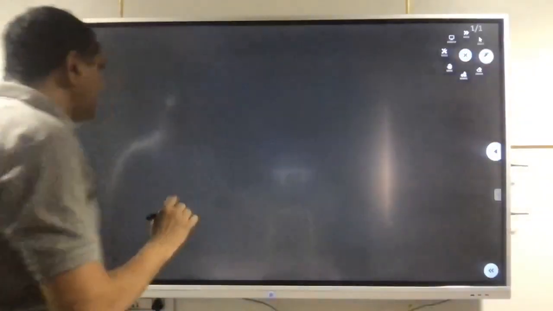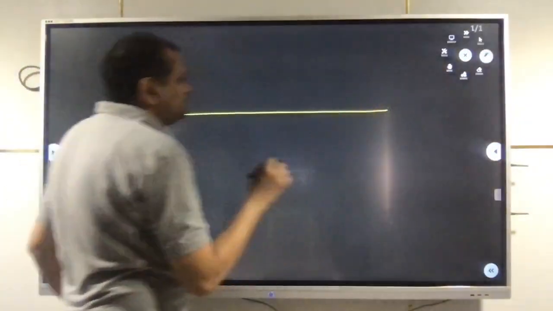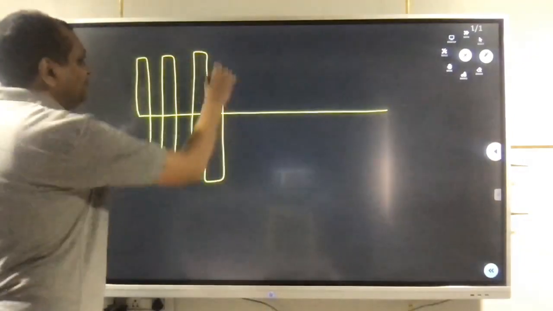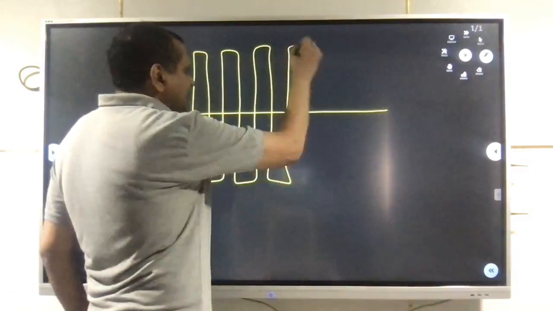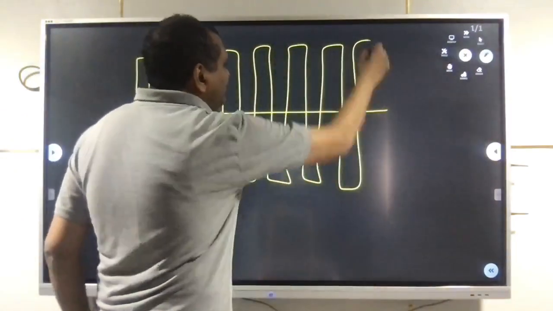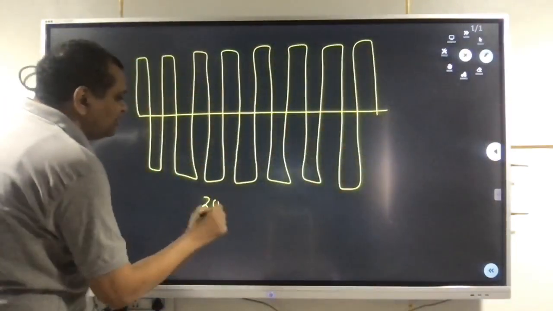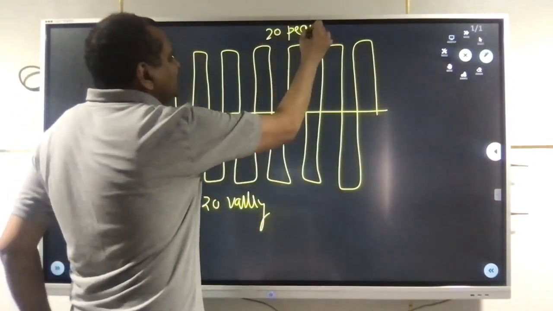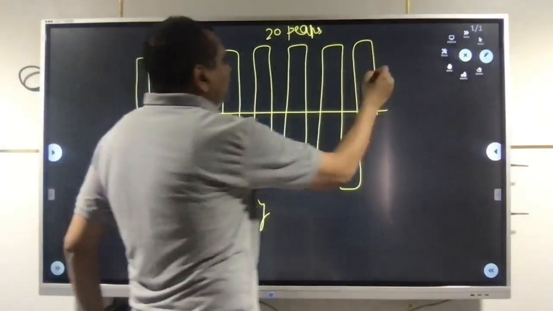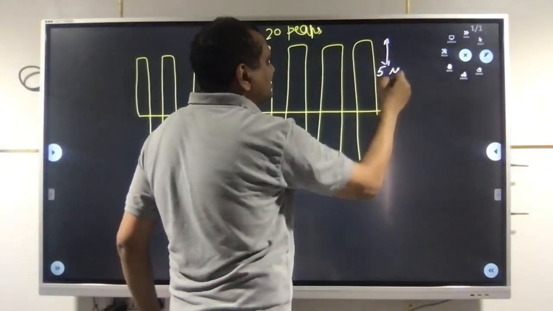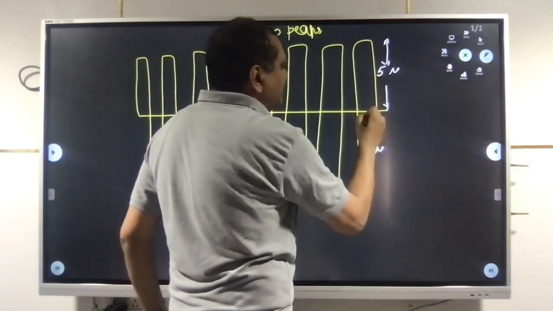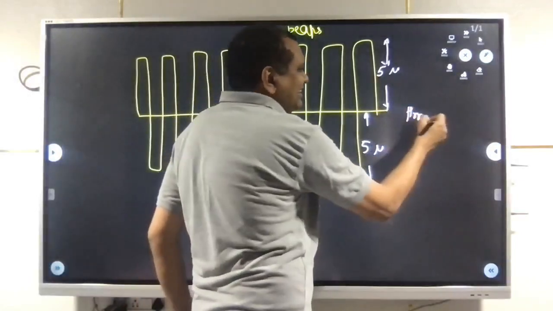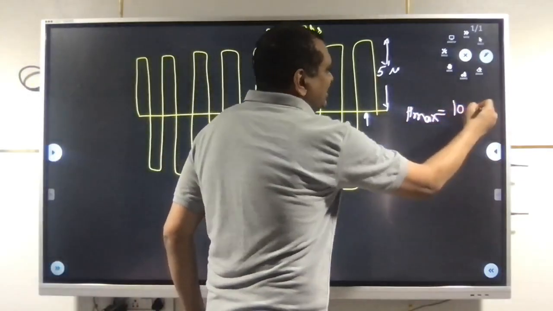Like in GATE, this type of question has appeared many times. Peaks and valleys are given to you. This question is also asked by many students, and it says 20 valleys, 20 peaks, then 5 microns and the 5 microns. Now, what is the peak to valley height? Peak to valley height is 10 microns.